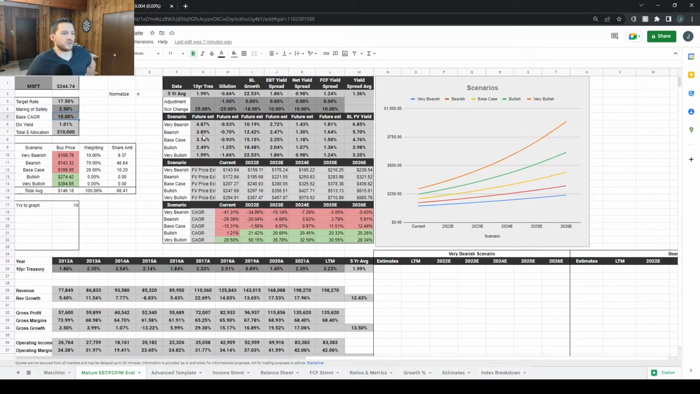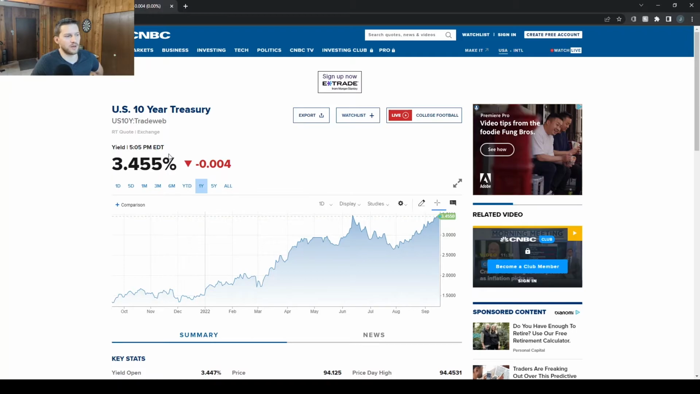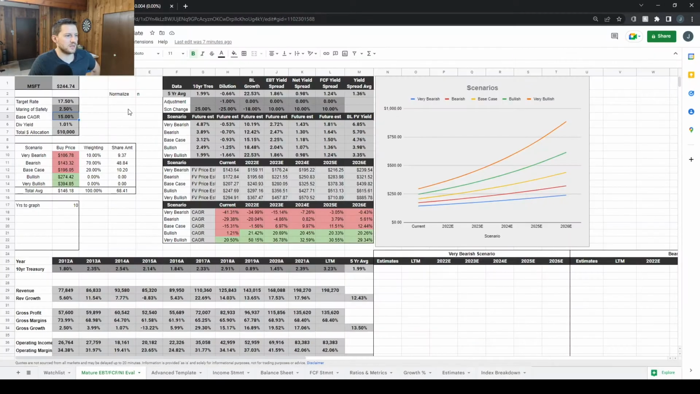And then over the valuation assumptions, we've got the 10-year treasury. Currently, the 10-year treasury is sitting around 3.45%, which is right in between the bearish and base case. But for very bearish, I've got the 10-year treasury at 4.87, going to 1.99 in the very bullish scenario.